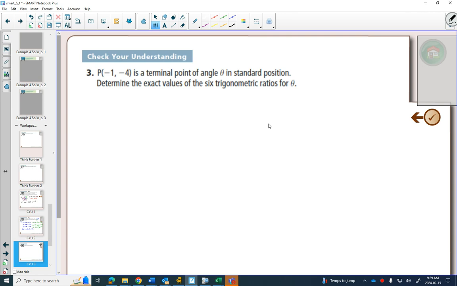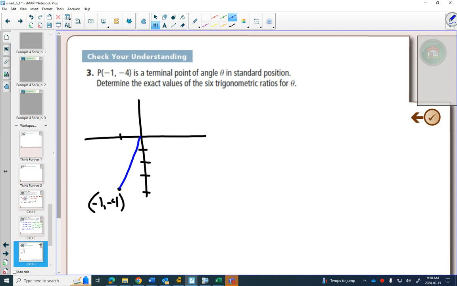So first of all, I'm going to draw my four quadrants. The point (-1, -4) is down there. That is a point on my terminal arm. When I draw my triangle, I always have to draw my triangle back to the nearest x-axis so that I can label my reference angle. Because we can do grade 10 trigonometry with a regular triangle.